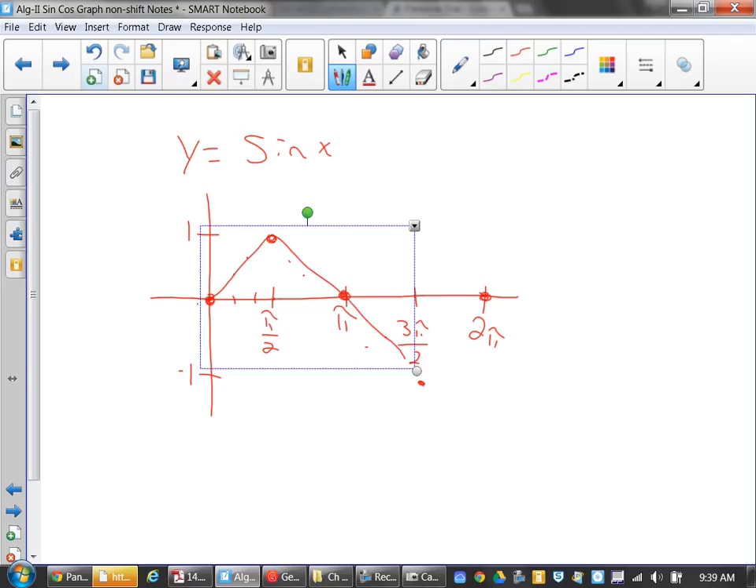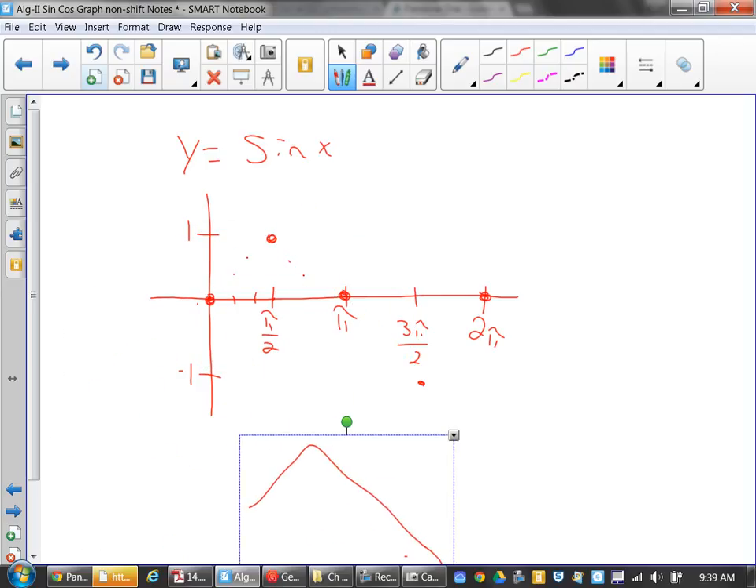Oh, wow. I can't draw very well. That was a nice one. Better-ish.